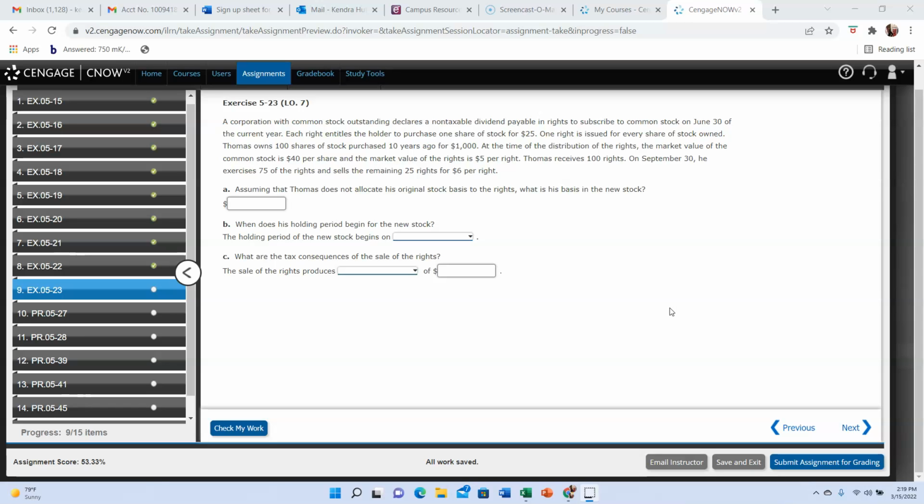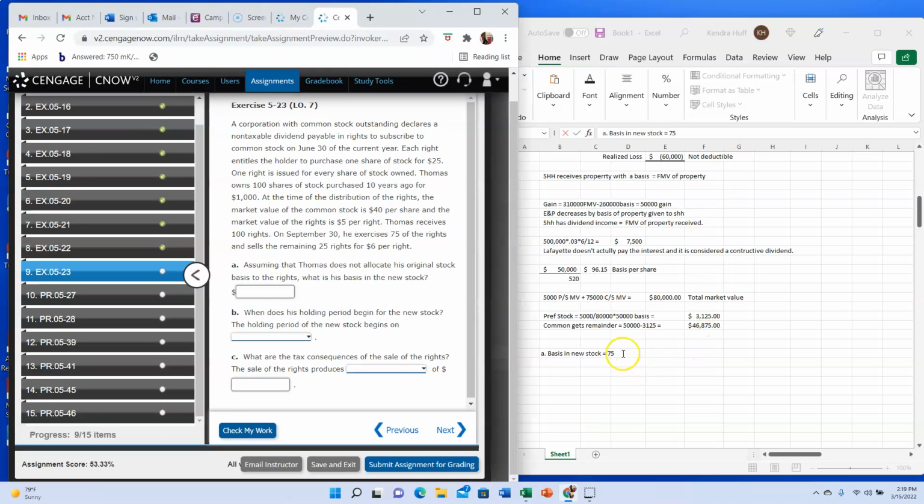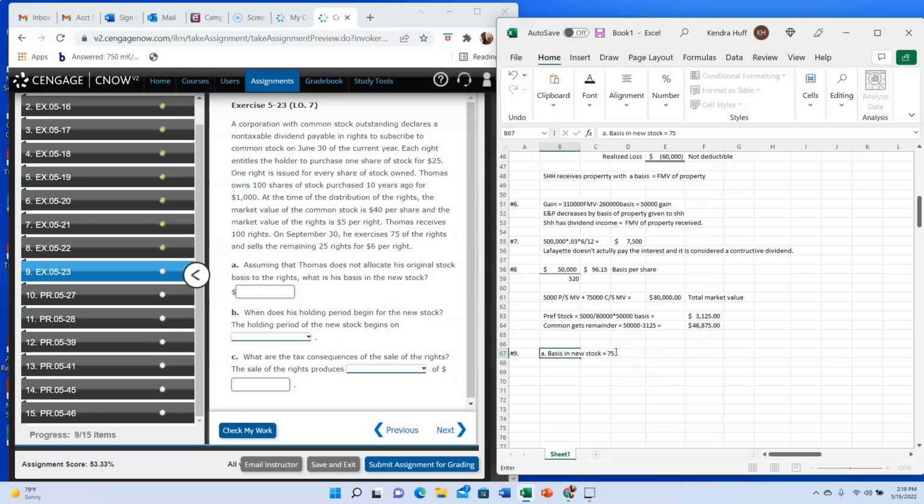All right, so assuming that Thomas does not allocate his original stock basis to the rights, what is the basis in the new stock? Okay, it is going to be 75 times the exercise price of $25.